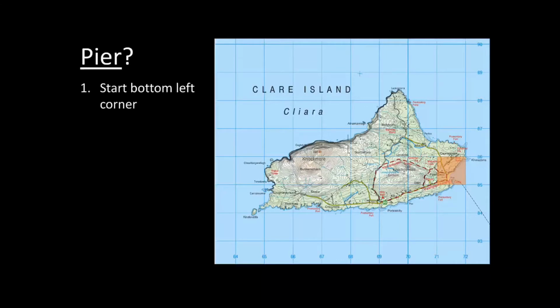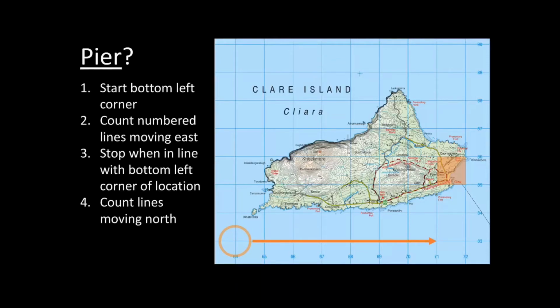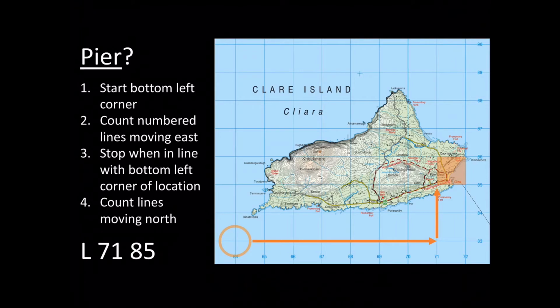So starting in the bottom left hand corner, we count the numbered lines as we move east. Once we get in line with the bottom left corner of the square, we start moving up and counting the numbered lines moving north. Combining these together then, we're able to get our 4-figure grid reference using our L from before plus a 71 across and then 85 up.